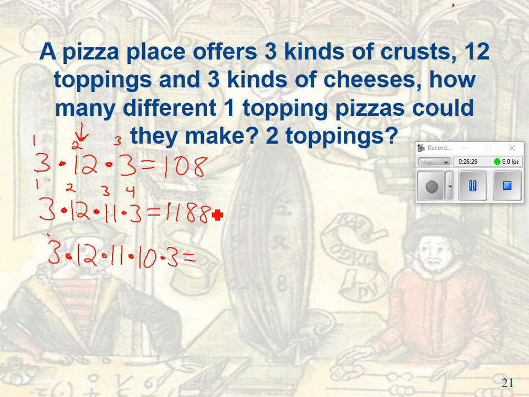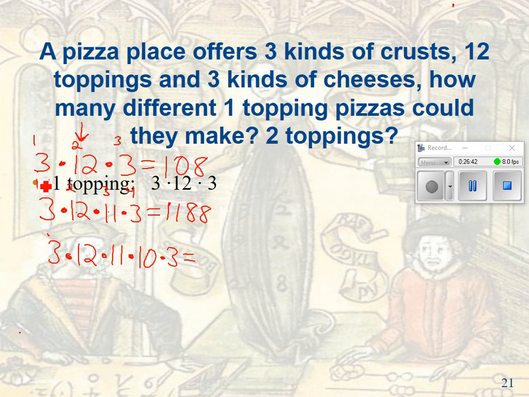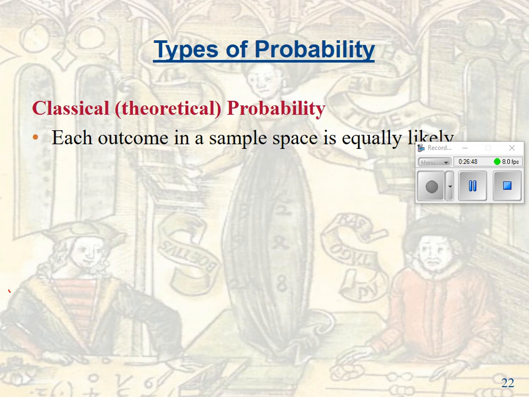1188. So there's almost 1,200 different 2-topping pizzas that we can make, just off 12 toppings. That's a broad spectrum for some pizza, honestly. I like classical probability.